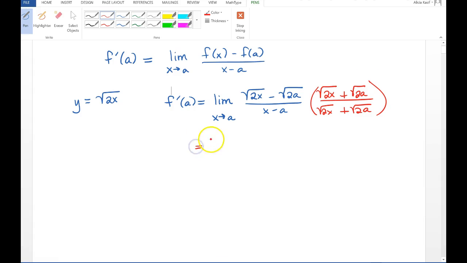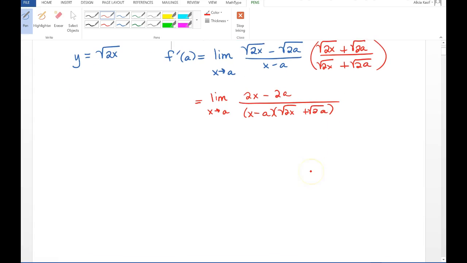So what does that give us? It just gives us 2x minus 2a. Now do not distribute or multiply out the denominator. Because remember, maybe you remember that I said our goal is to get rid of the x minus a on the bottom. So take a look at the numerator. What can I do in the numerator? All right, so I'm going to factor out a 2.